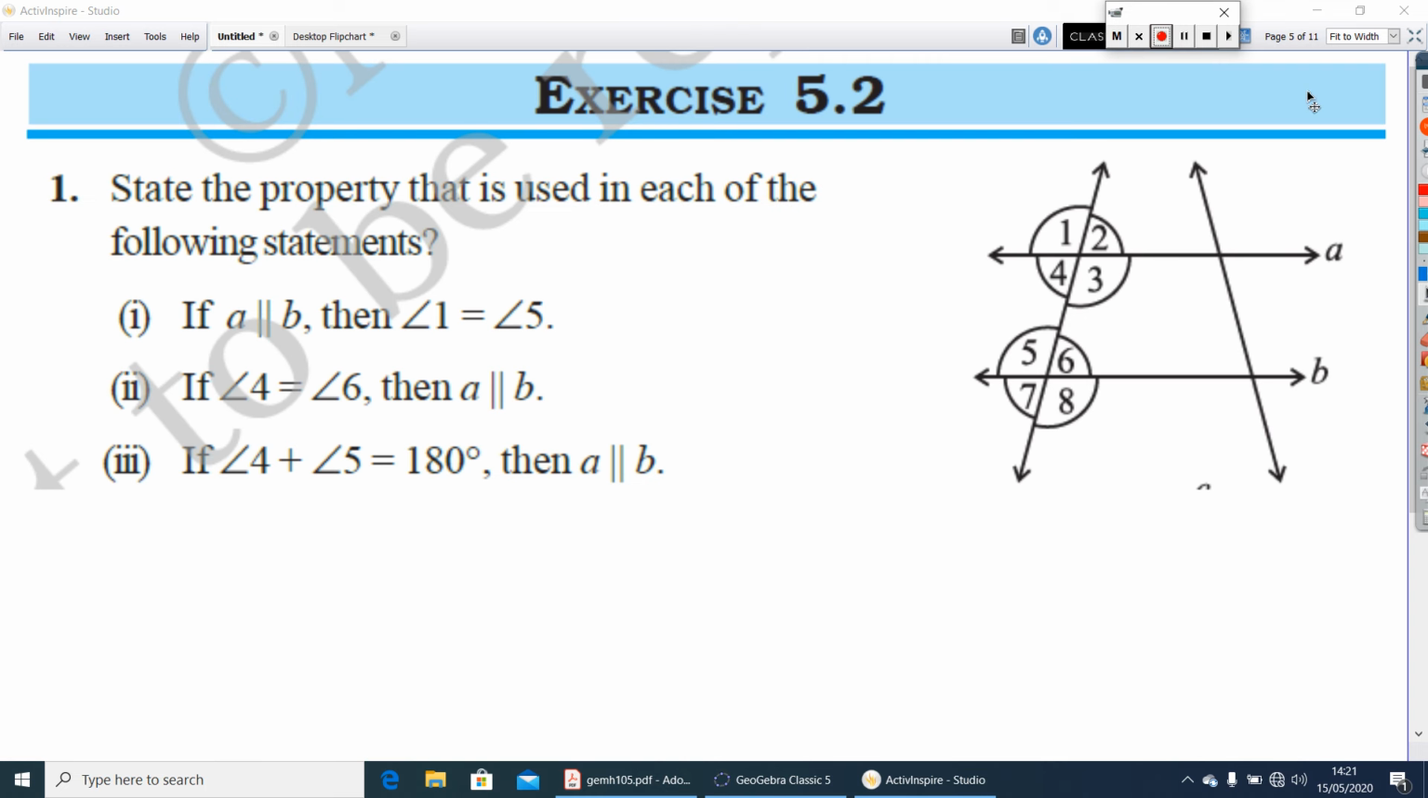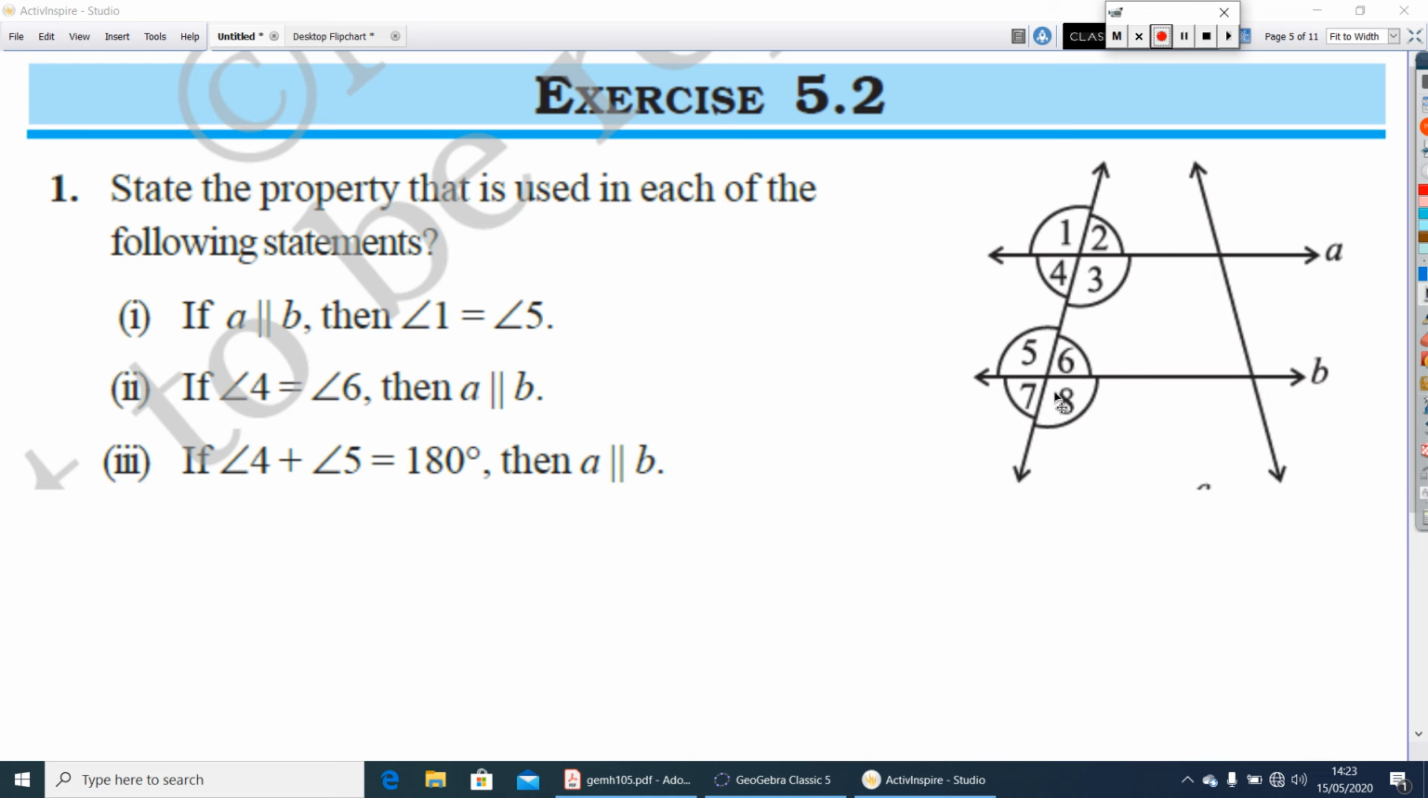This is the first question of exercise 5.2. State the property that is used in each of the following statements. If A parallel to B, then angle 1 is equal to angle 5. Look at angle 1 and angle 5. Angle 1 and angle 5 are corresponding angles, so you can say it is the corresponding angle property. Then what about angle 4 and 6? They are alternate interior angles, so you can write the alternate interior angle property.